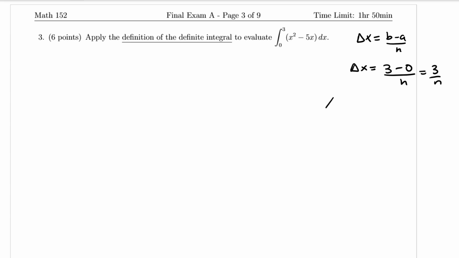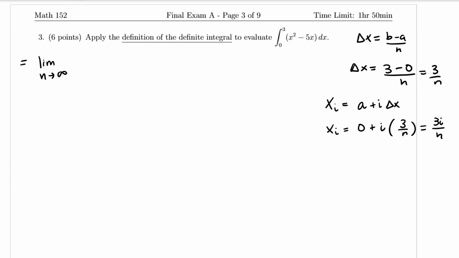So from here, I want to calculate a formula for x sub i. The general formula is a plus i times delta x. Here our a value is 0, plus i times 3 over n. If I simplify that, I'll get 3i over n. Now, we have that our definite integral is equal to the limit as n approaches infinity of the summation from i equals 0 to n of f of x sub i times delta x.